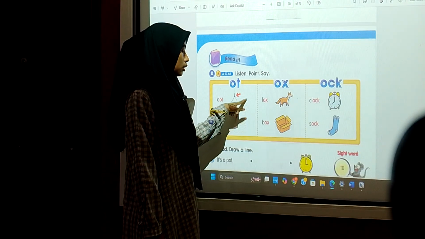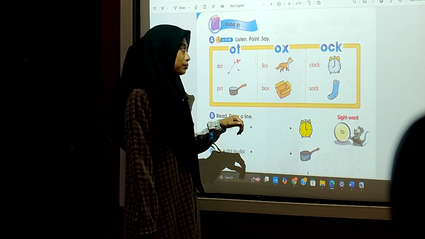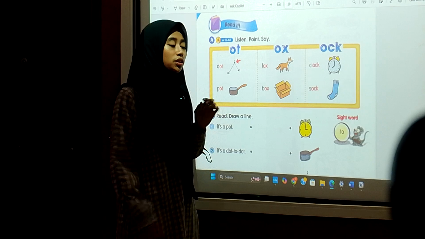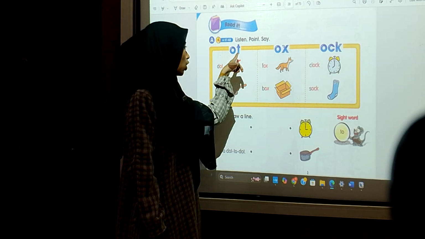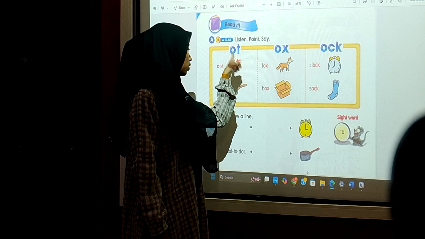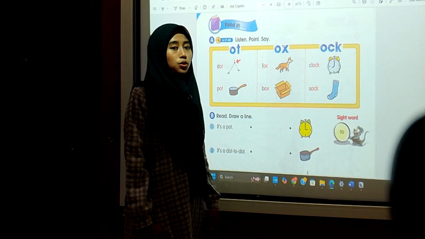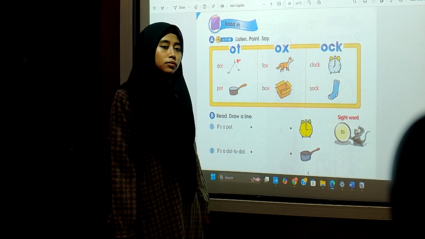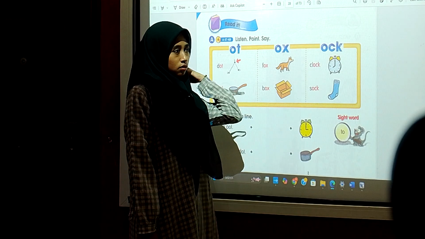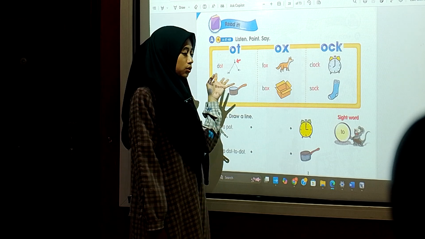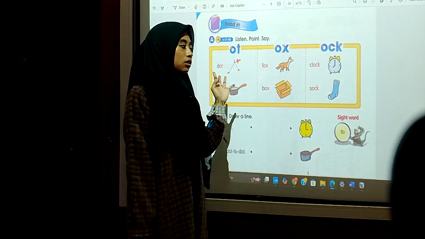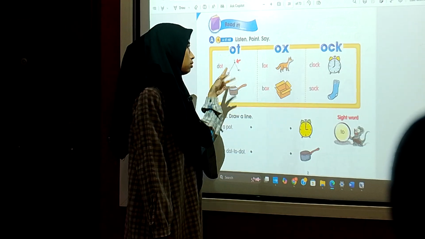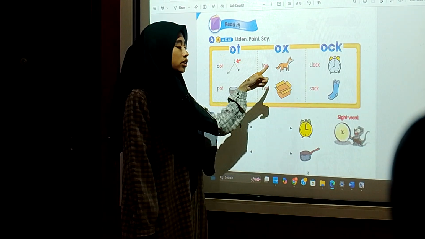This one, I will play the audio first, and then I ask them to repeat after the audio, like odd, odd, dot, and then odd, odd, pot, ox, ox, fox, and so on. And then I ask them what we call this one, like odd, ox, clock, ox. I ask them this is a sound in English. So this one, we have the sounds odd, ox, and ox.